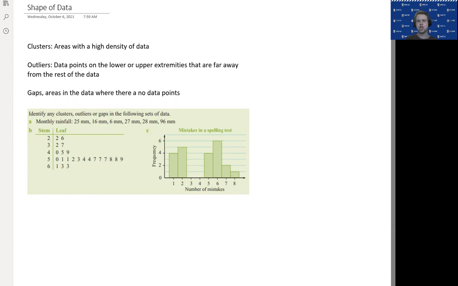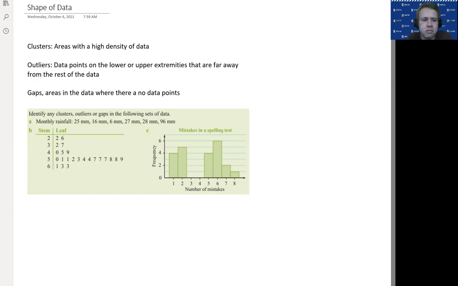Today we're looking at the shape of different data sets. Now the shape is a way that we can describe how the data is distributed across the scores. Is it pretty much continuous, or does it have bits that are separated by gaps, etc.?